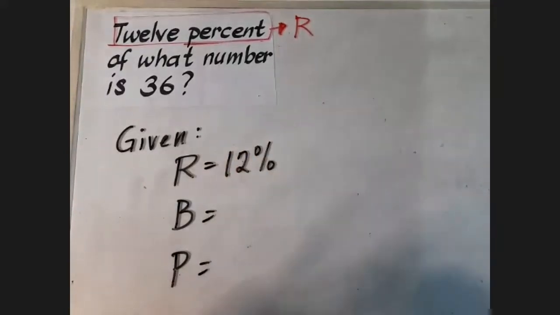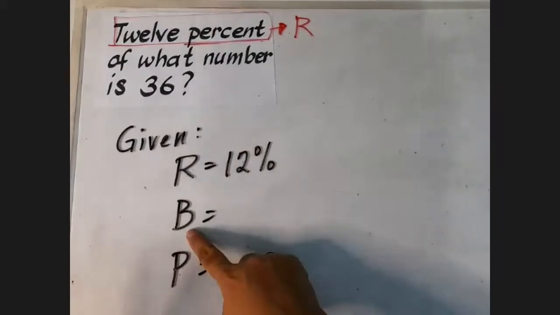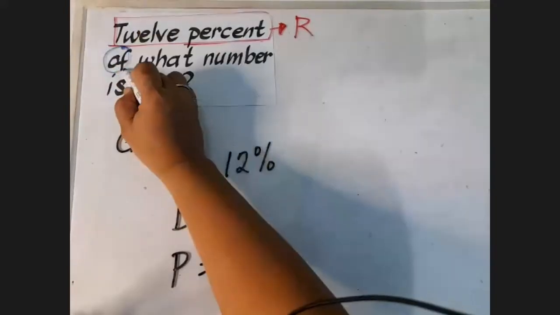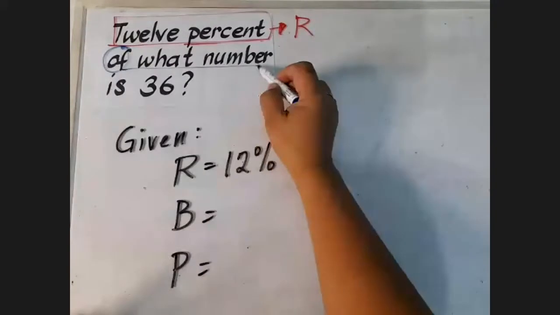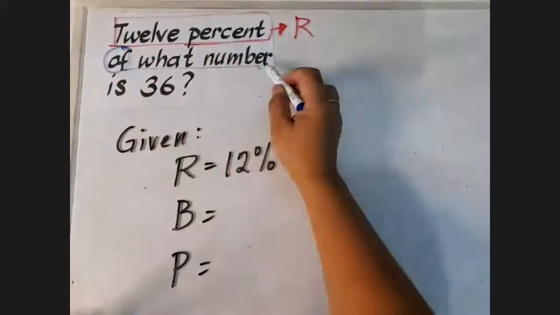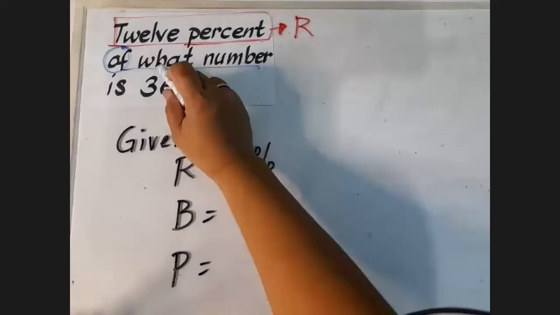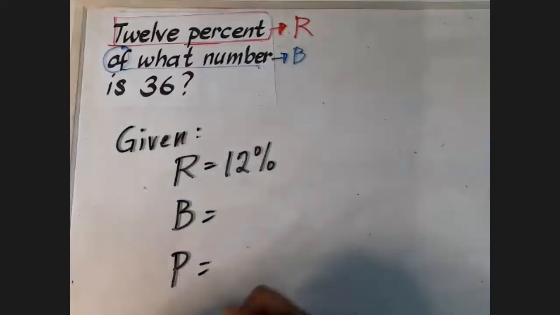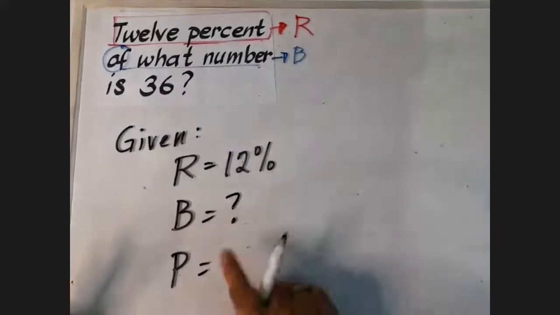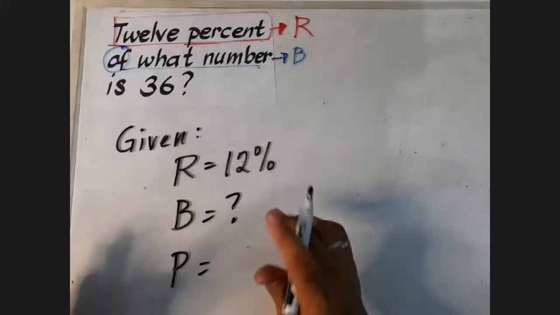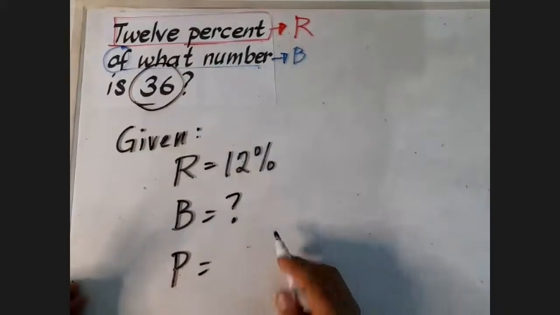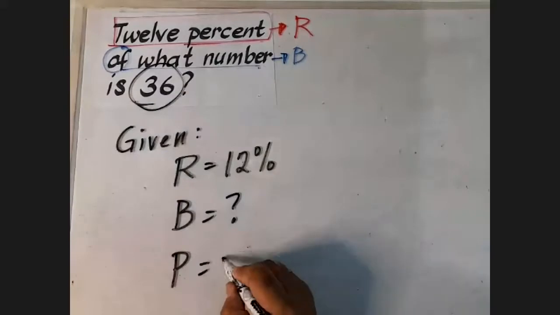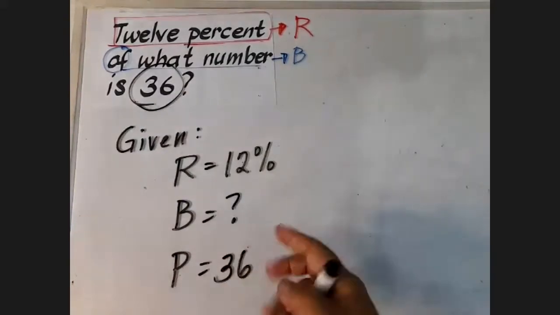Next, we identify the base. Ang hinahanap natin sa base ay yung salitang "of". So, nasaan yung salitang "of"? Ito yung "of". Yung kasunod na "of" na number, yun ang ating base. So, dito, wala tayong nakikitang numeric value. Ang nakikita natin na phrase ay "what number". So, that means our base is still unknown. So, hindi natin alam kung ano yung ating base. So, question mark yun. That leaves us with 36. At syempre, dahil may laman na yung rate, yung base natin, yung 36, pupunta na yan sa percentage. So, we'll have 36. So, this time, we will be solving for B.